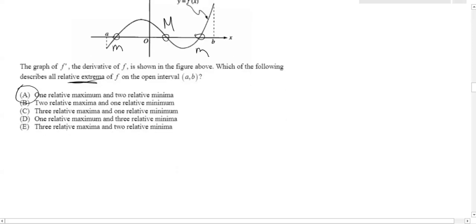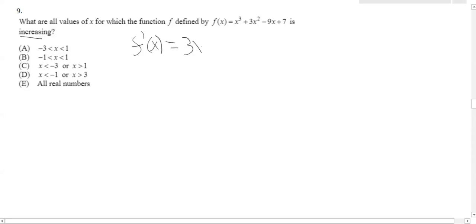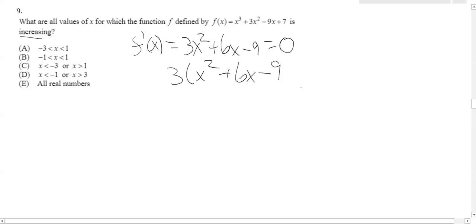Choice A. And what are all x values for which the function f, defined by f of x here, is increasing? So f is increasing when the derivative is positive. So we first take the derivative. You get 3x squared plus 6x minus 9. Set that equal to 0. First factor it, so factor out a 3. x squared plus 2x minus 3 equals 0.